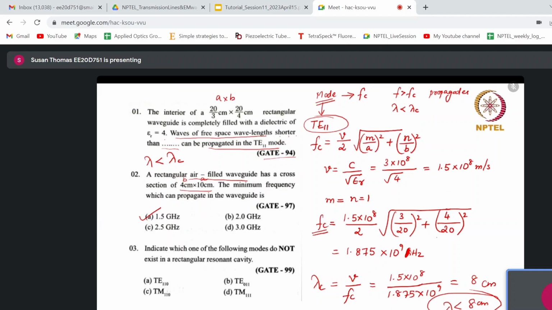Now coming to the next question, that is the third question. Indicate which one of the following modes do not exist in a rectangular resonant cavity. So this question is about a rectangular resonant cavity. In this particular cavity, which mode does not exist? That is the question.